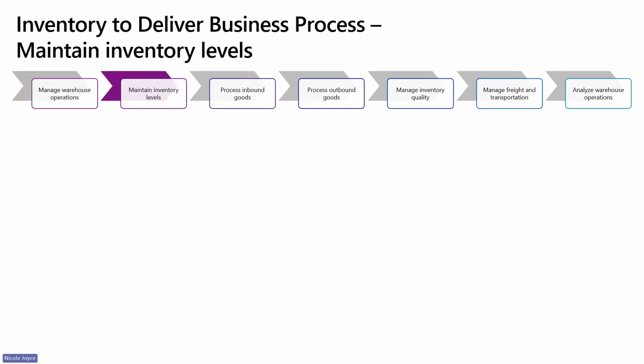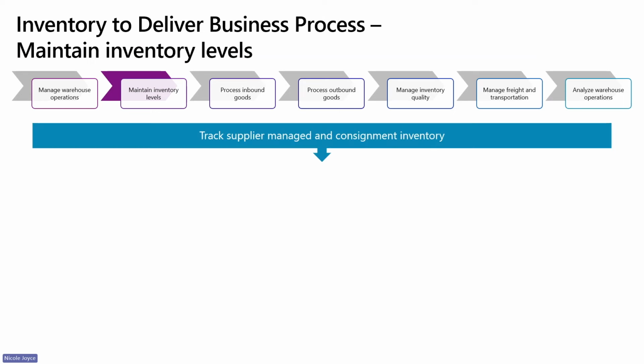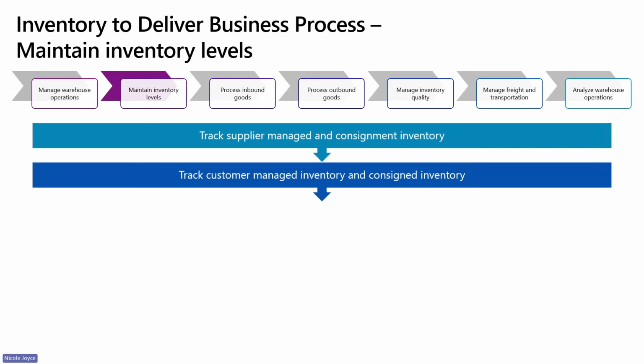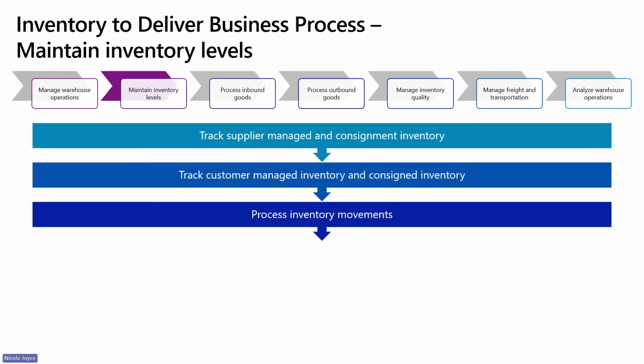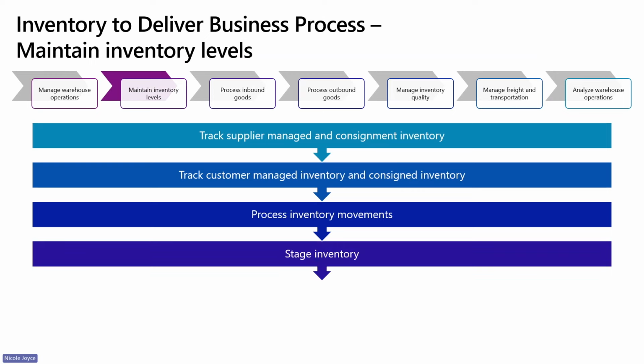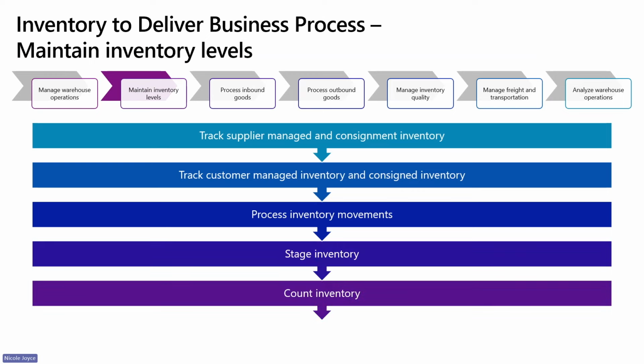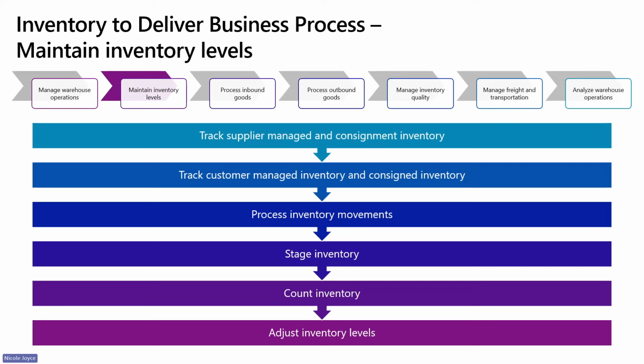Okay, so we are moving to our second business process area, which is maintain inventory levels. So let's review again the level 3 business processes that are under this area. So here we have track supplier managed and consignment inventory, as well as track customer managed inventory and consigned inventory. Then we have process inventory movements, stage inventory, count inventory, and adjust our inventory levels.